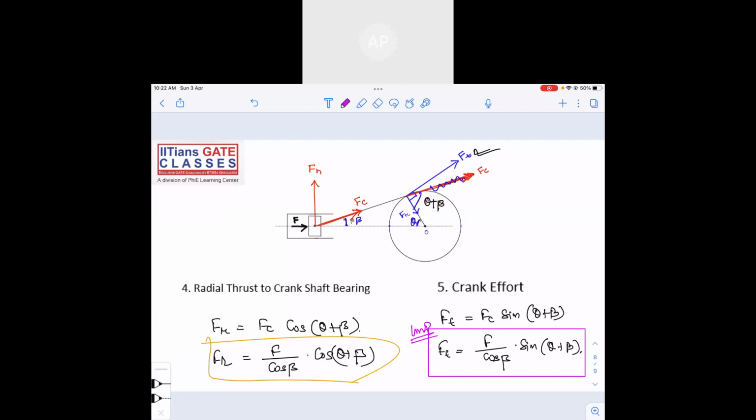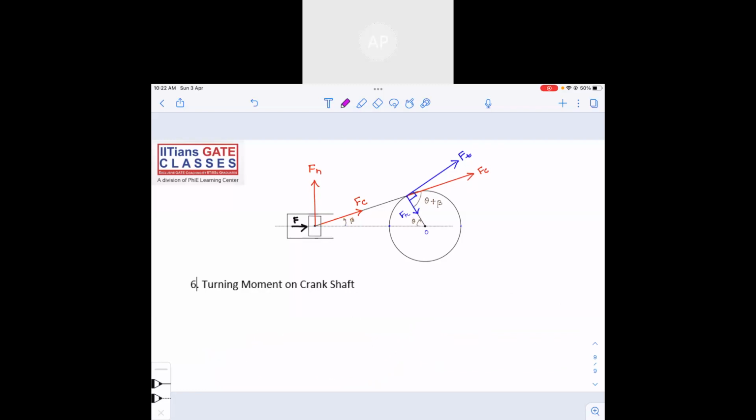It requires some amount of calculation, so I'm not taking any. Yes, few numerical questions have been asked, 4 to 5 questions in GATE throughout these years, but I'm not discussing those questions.